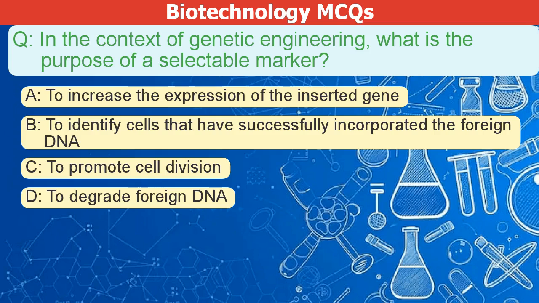In the context of genetic engineering, what is the purpose of a selectable marker? A. To increase the expression of the inserted gene. B. To identify cells that have successfully incorporated the foreign DNA. C. To promote cell division. D. To degrade foreign DNA.